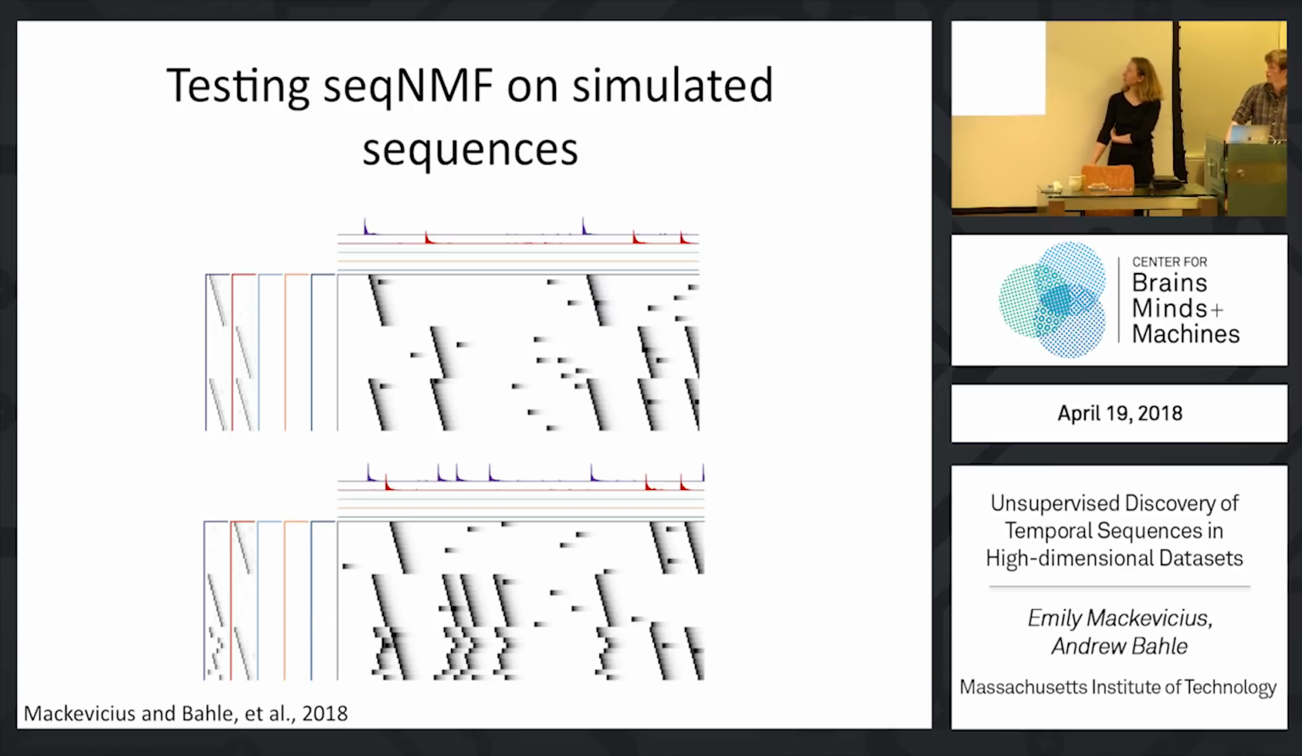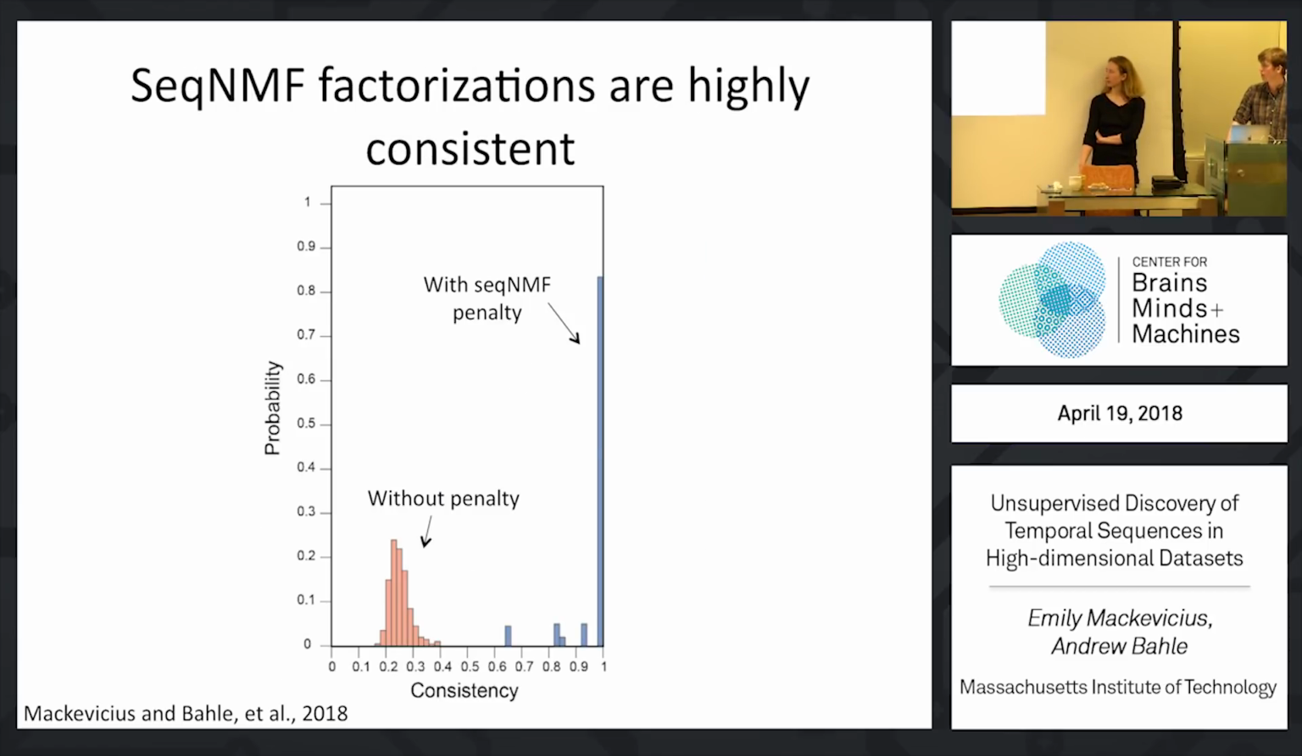And one way that you can quantify this is by looking at consistency. Consistency here is the measure to which, in two different factorizations, there's a good one-to-one match between each of the factors. And then you can see probability of observing a particular consistency on the y-axis. So here in orange are all of the unpenalized factorizations, and then in blue are the seqNMF factorizations. So you can see that there's a large improvement in the consistency in that you tend to get very similar factorizations on the same data if you run it many times.